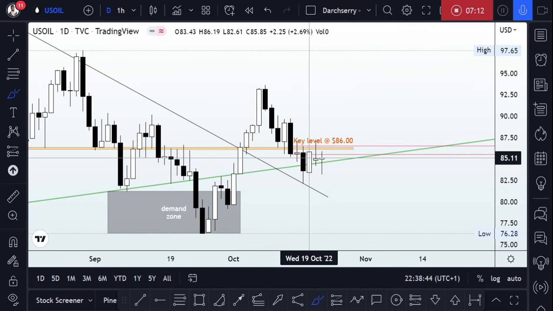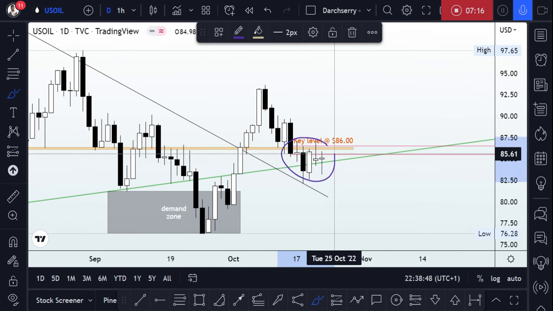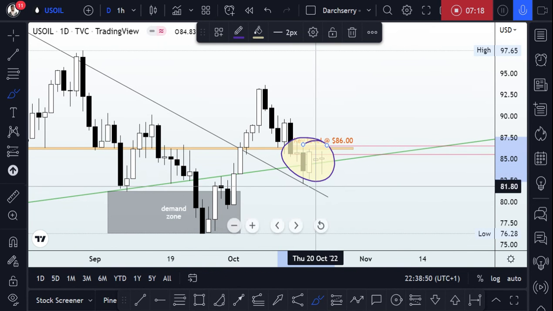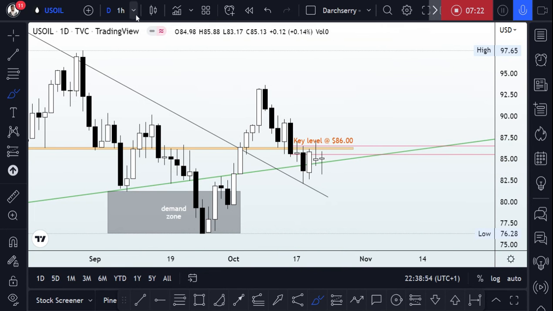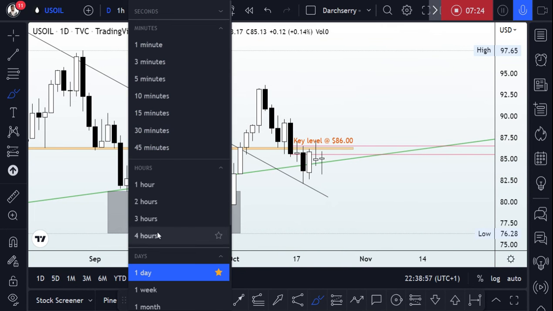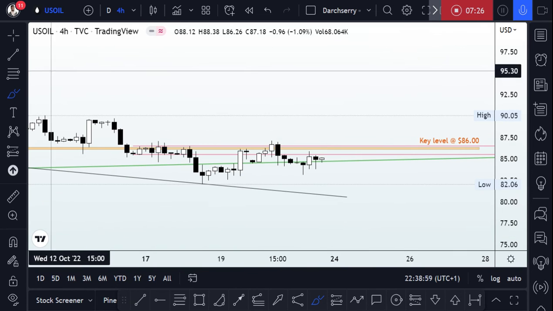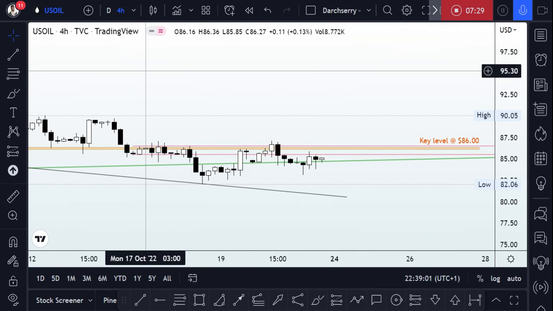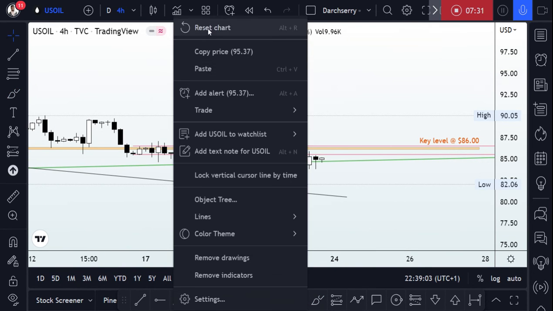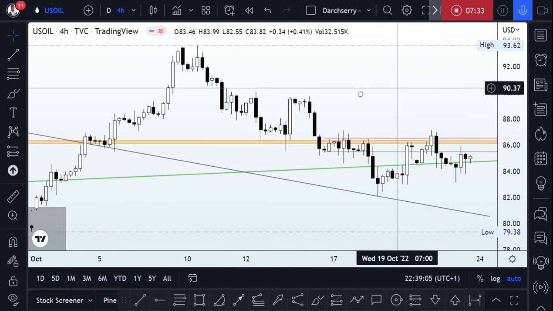So let's scale down to the 1 hour, 4 hours time frame and let's see what is really happening here. Are we going to be having a structure around here that will be supporting a trend continuation to the upside? So in order to do that, we want to scale down to the 4 hours time frame. And on the 4 hours time frame, what did we see? So let me reset this chart and let's see what structure we have here.